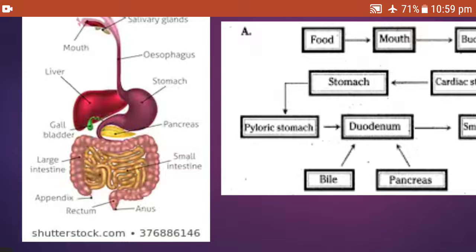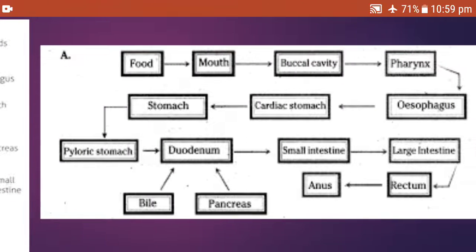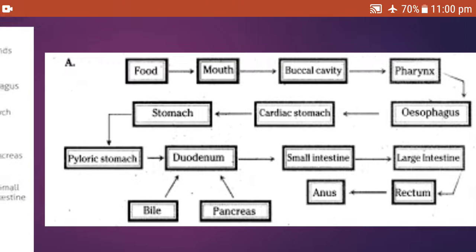Children, let us now summarize and see the flowchart. The food from the mouth enters into the buccal cavity through pharynx and esophagus. It enters into the stomach, cardiac stomach and pyloric stomach. From the stomach, it enters into the duodenum, where we have the liver and the pancreas openings into the duodenum. From duodenum into small intestine, then large intestine, finally stored in the rectum, and it is ejected out through the anus. This flowchart is very important. It can be asked in the exam.